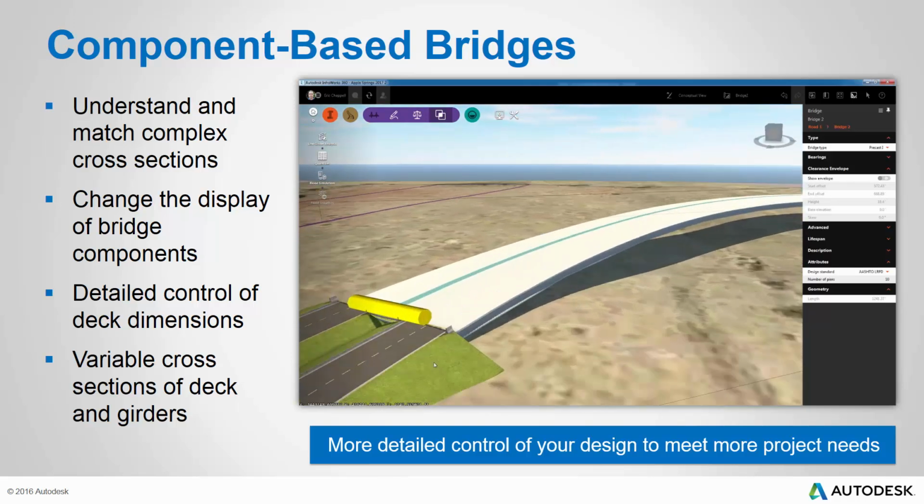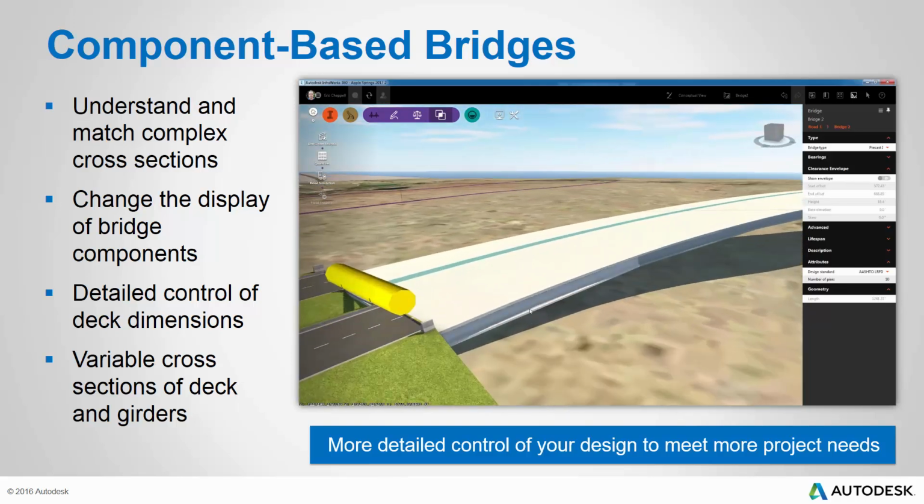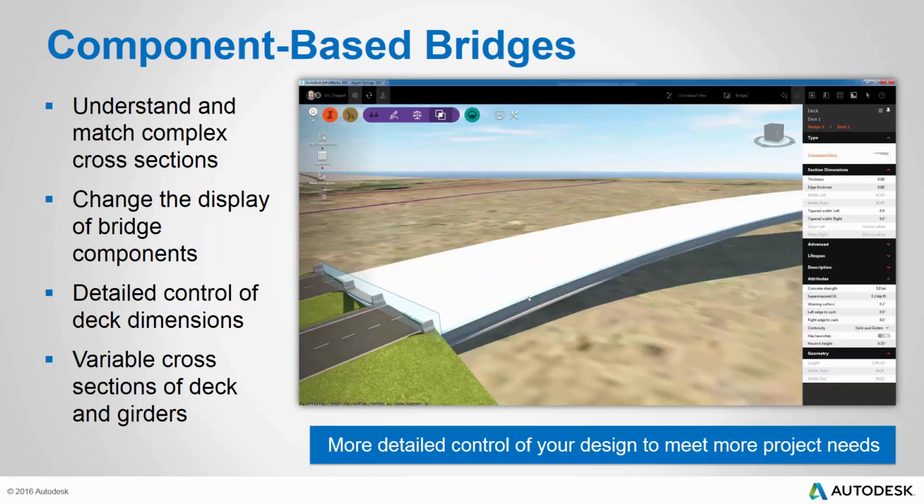Now another aspect of this component behavior is that we can actually edit certain components of the bridge in a very detailed fashion. For example, I can click the deck and change values on the deck itself, such as the thickness, edge thickness, tapering, and so on. So the bridge deck in this case behaves much like one of the components when we're dealing with component roads.